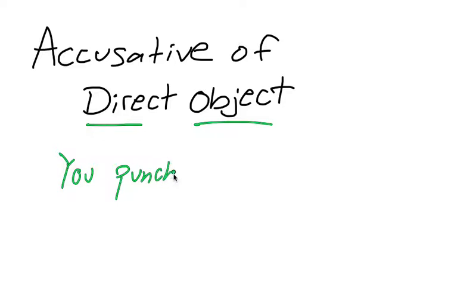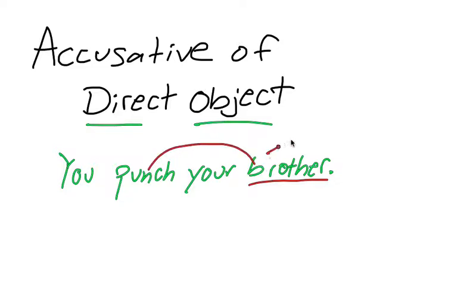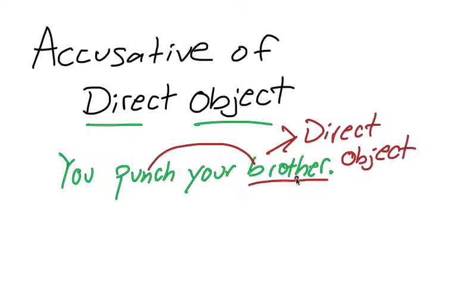So if you punch your brother, which I'm sure you've never done, and I'm not advocating that you punch your brother right now or anything like that, so don't blame that on me, mom and dad. So if you punch your brother, he is receiving the action of the verb. You are punching him, right there. So your brother is the direct object. So it's pretty simple. Anything that receives the action of the verb in the sentence is the direct object.